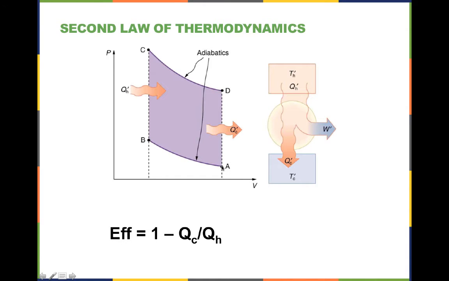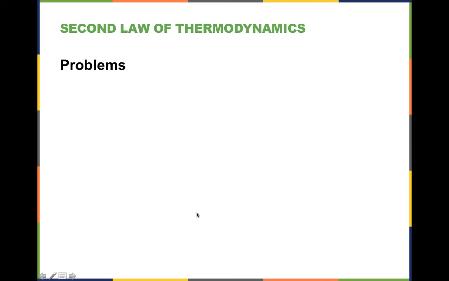there's no heat transfer. Now, an important formula to remember is the efficiency of these sorts of heat engines. The efficiency of the heat engine is equal to 1 minus the quotient of the amount of heat in the cold side divided by the amount of heat on the hot side. So let's look at some problems related to the second law of thermodynamics.